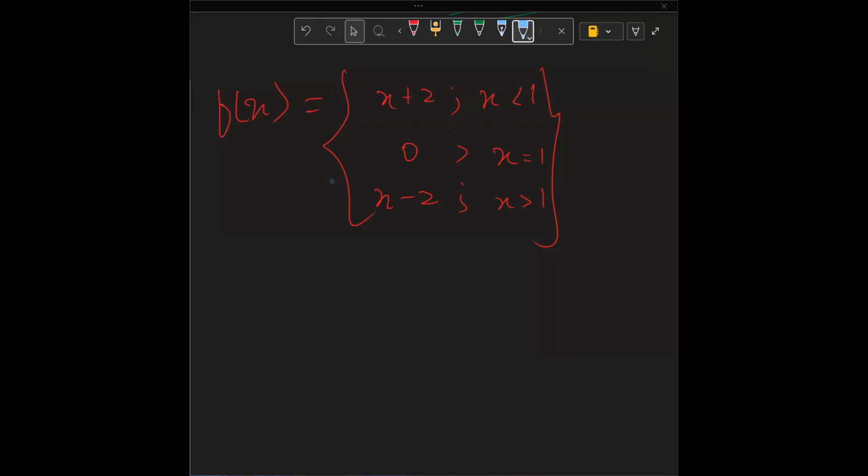Okay. Have you seen this function? f(x) is equal to greatest integer x. Have you seen this function earlier? No, sir.